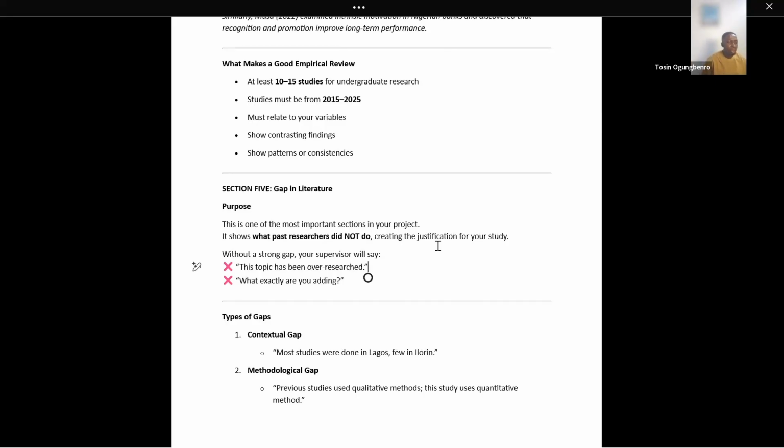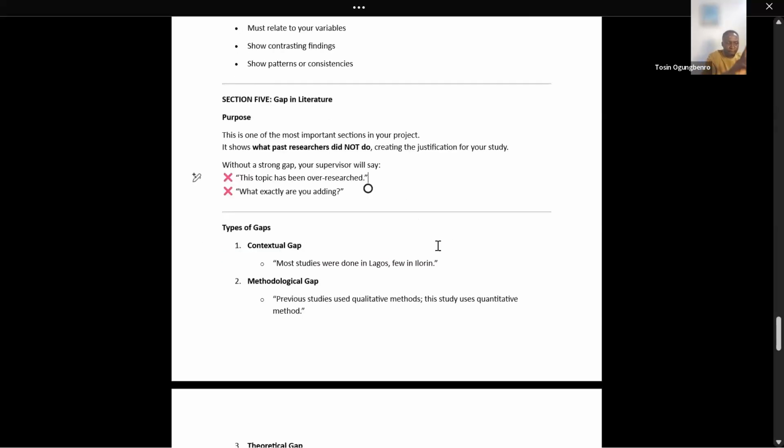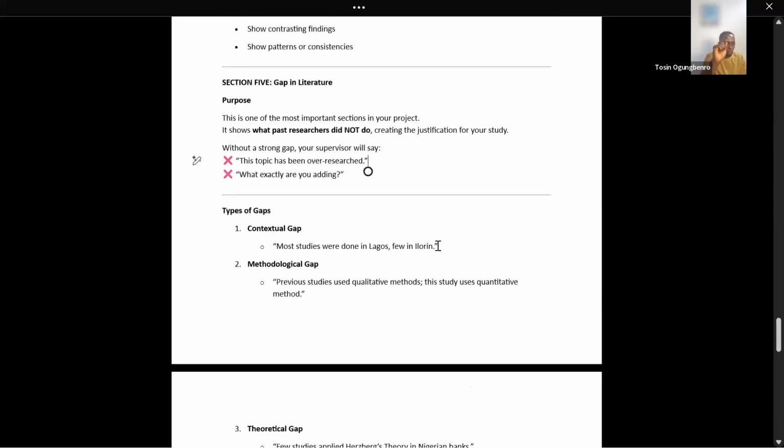Without a strong gap, your supervisor will say this topic has been overly researched. What exactly are you trying to add? All right, types of gaps. We have contextual gap. Most studies were done in Lagos, few in Ilorin. That's an example. Most studies have been done in Lagos, few in Abakaliki, or most studies have been done in Ibadan. So the particular study you are studying might have been well researched in a particular region, ignored in another region, and you are trying to explore that region.